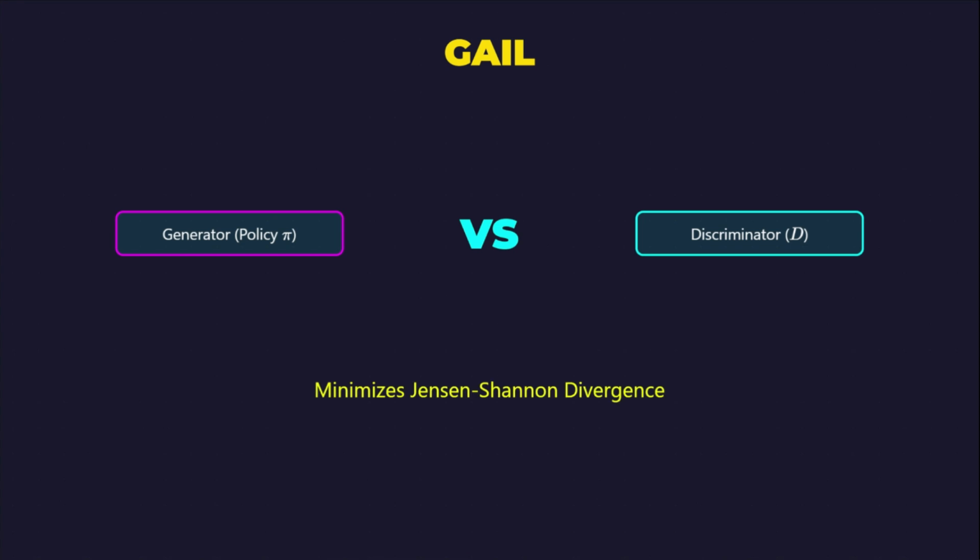The Generative Adversarial Imitation Learning objective minimizes the Jensen-Shannon divergence between the expert state action visitation distribution and the policy state action visitation distribution. The discriminator loss is typically a binary classification loss, maximizing the log probability of correctly identifying expert samples and minimizing the log probability of identifying policy samples.